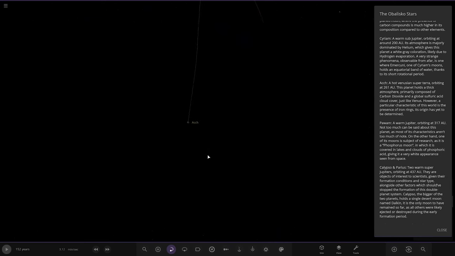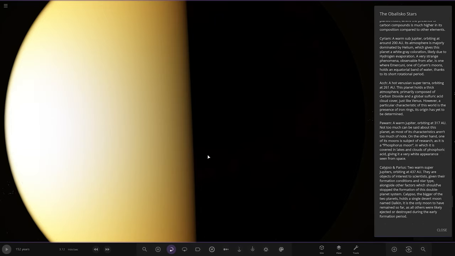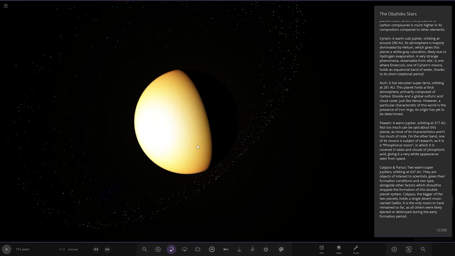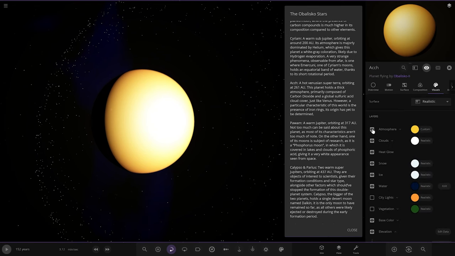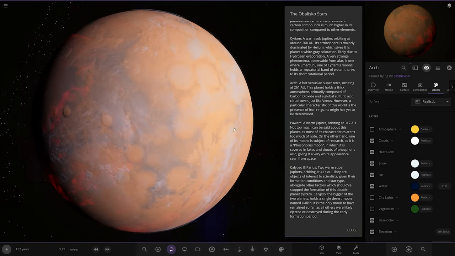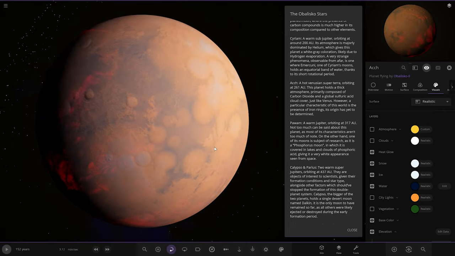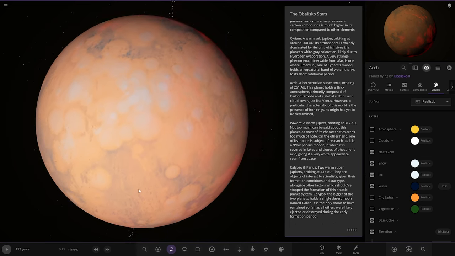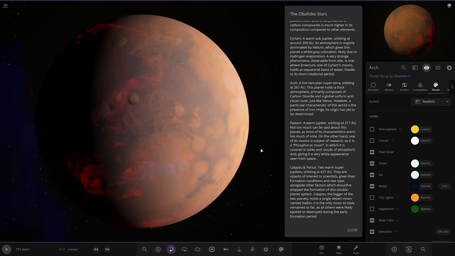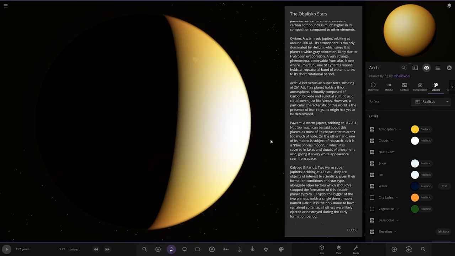There it is. A hot Venusian super-Earth orbiting at 261 AU. The planet holds a thick atmosphere, primarily composed of carbon dioxide and a global sulfuric acid cloud. Just like Venus, however, a particular characteristic of this world is the presence of iron rings. Its origin is yet to be determined. So you got your Venus equivalent in here. Look at that. The surface looks really cool as well, actually. That's really well done, the surface on that. You know, it doesn't look like Venus at all, but it still reminds you of Venus. Yeah, that all hot orange surface, the cratered areas as well. Glowing hot. That's a good-looking world.